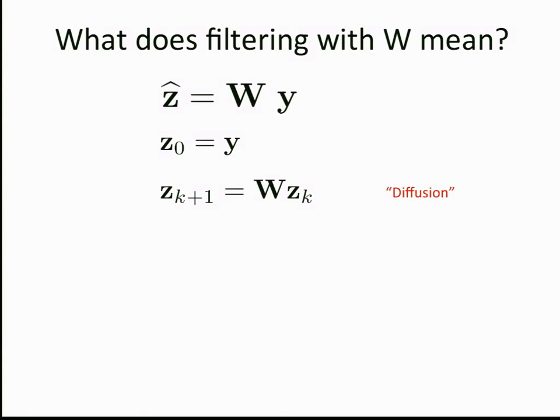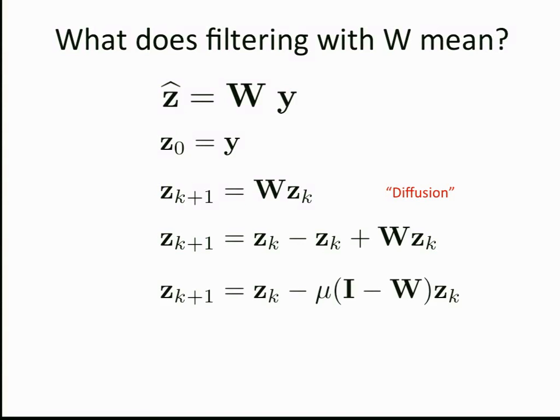Okay, so if you have this as the operative iteration, now I can add and subtract zk on both sides of this, gather these two terms together, and put a little step size in front of this, and now this looks like a steepest descent iteration. And if you like, you can get rid of that step size and think about it as 1. So if you think of this as a steepest descent iteration, it says that zk plus 1 equals zk minus mu times the gradient of some function.